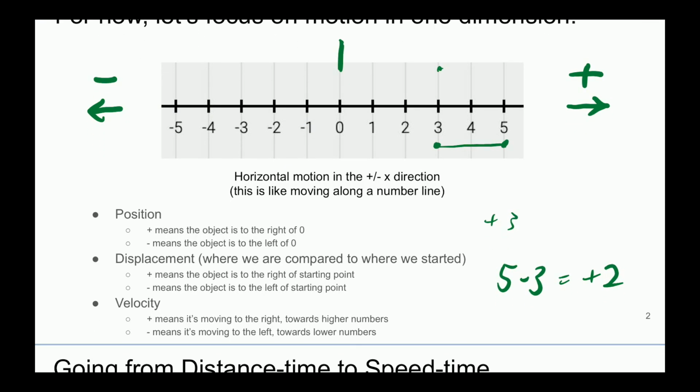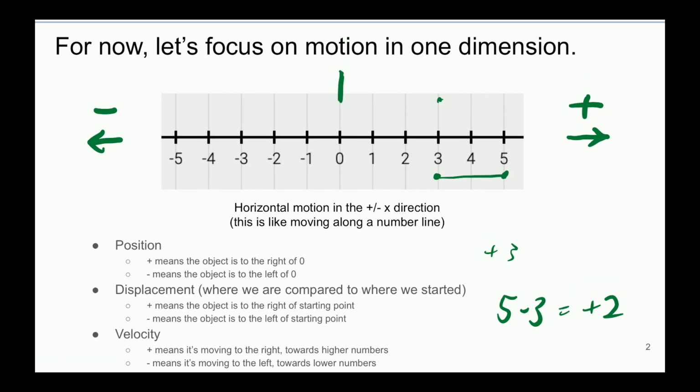Now, velocity is a little more interesting. Velocity plus and minus tells us something completely different. Let's look at the picture here and see what velocity means. If it's plus, it's moving to the right, towards higher numbers. It might feel very natural that velocity is positive if I'm moving from position 1 and moving out and out, you might think that, sure, my velocity is positive.